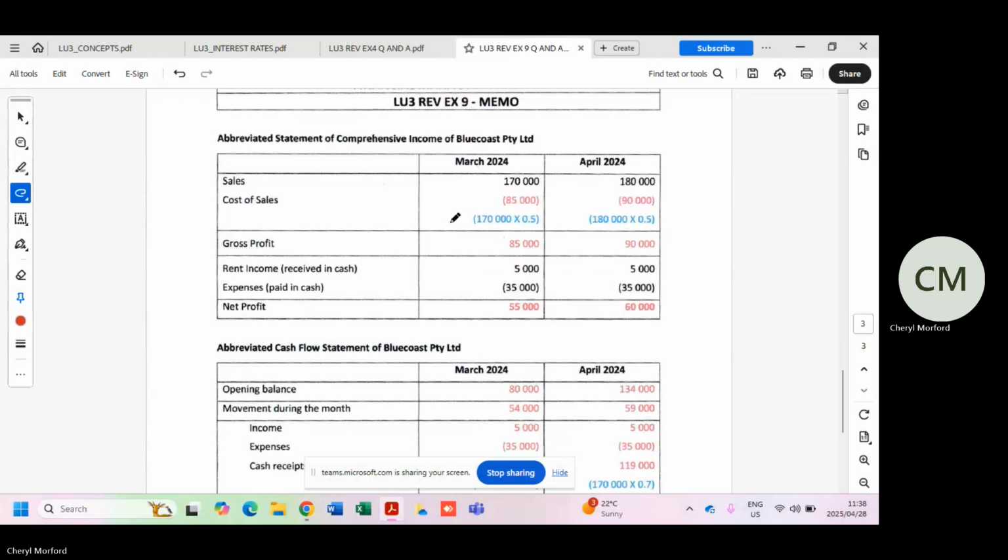We're over here. And of course, I've helped you by showing the workings in the brackets there in the light blue. So our cost of sales for March is 50% of March's sales, which gives me the 85,000. Subtracted from sales gives me a gross profit of 85. It would be, because it's half. Then the rent income is received in cash, so that will be added, and then cash expenses will be subtracted, giving us a final net profit for March of that 55,000.